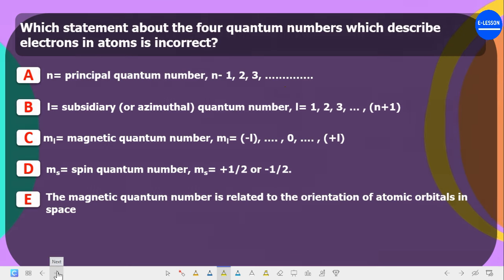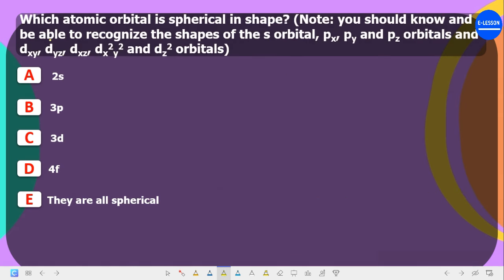Now let's look at the next. Which atomic orbital is spherical in shape? Now, s orbitals are spherical in shape. P orbitals are dumbbell.